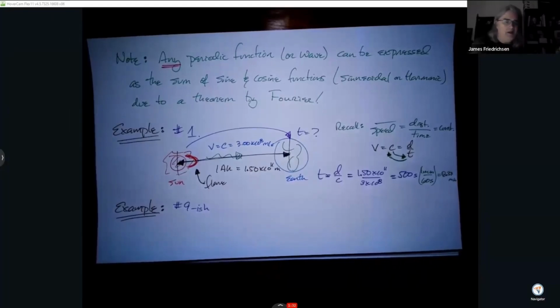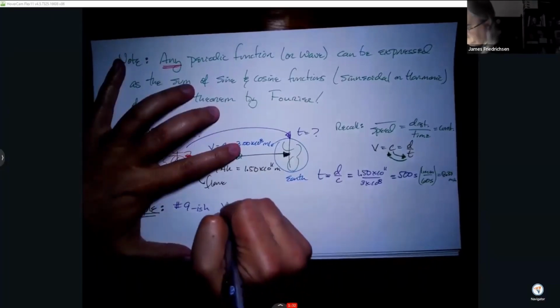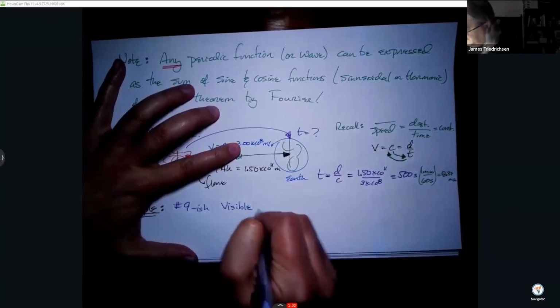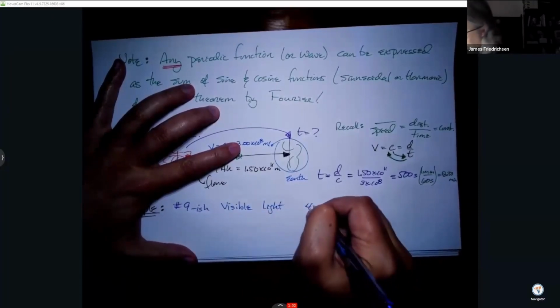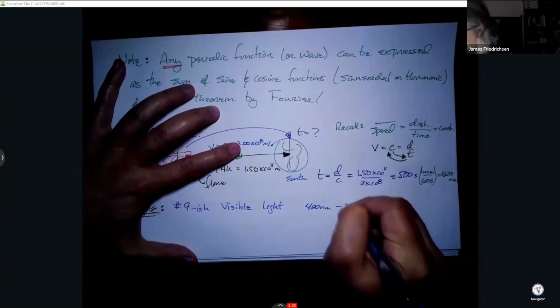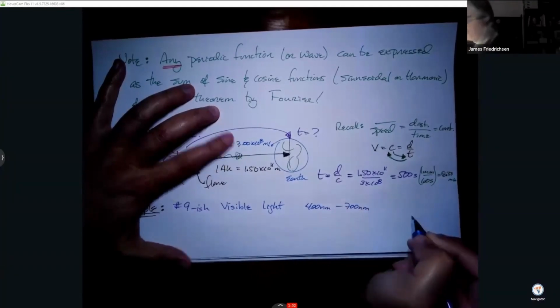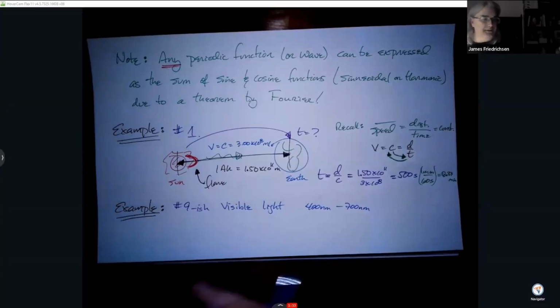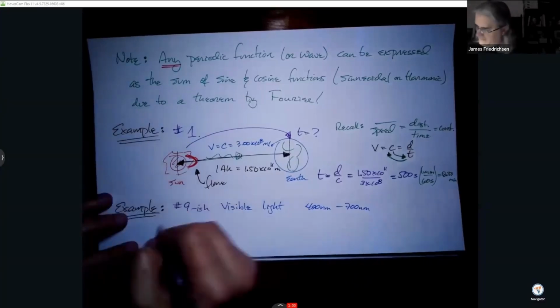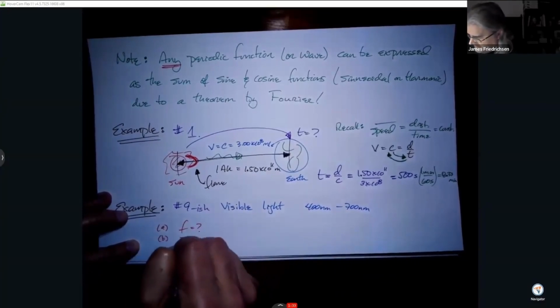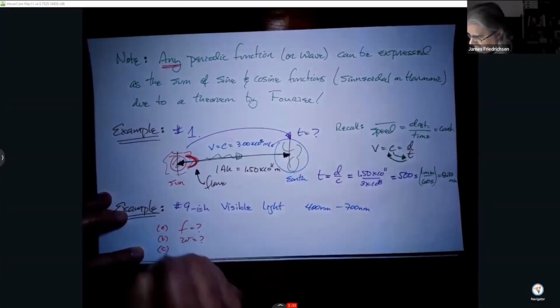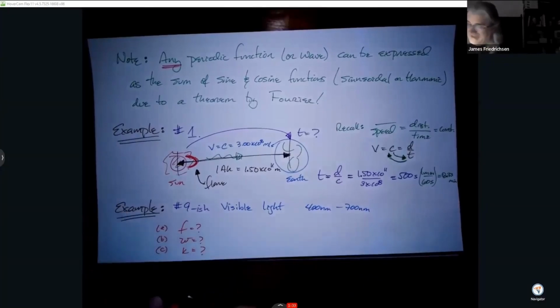Okay. So the visible light goes from our 400 nanometers to 700 nanometers. And they want us to calculate various quantities. They want us to find the frequency, the angular frequency, and then the wave number. Okay. Let's just pick one of these.